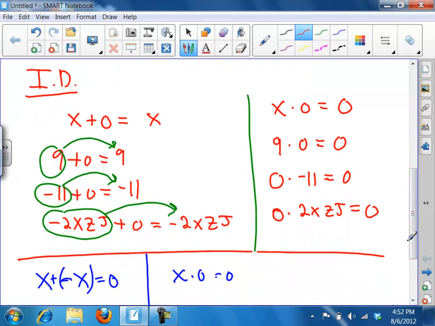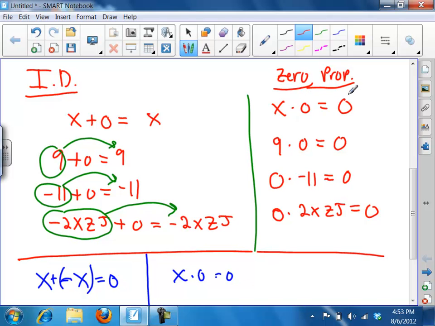Talking about identity properties. Things that you can add something but it keeps its identity. So here's an identity property of addition, and this would be the 0 property of multiplication. So if we add 0 to anything, it stays the same. 9 plus 0 is 9. Negative 11 plus 0 is negative 11. Negative 2xzj plus 0, negative 2xzj. Stays the same. How about the 0 property?